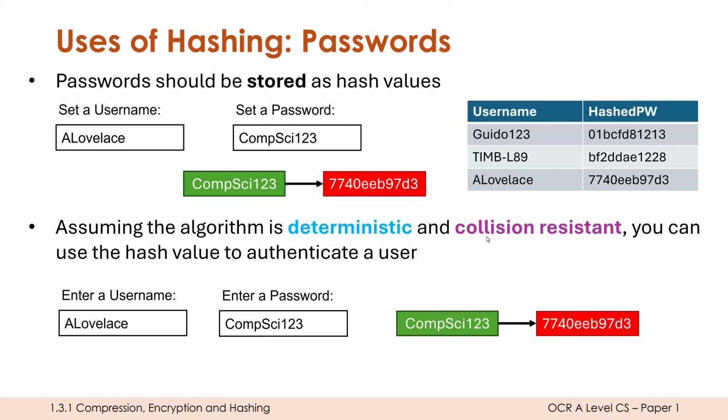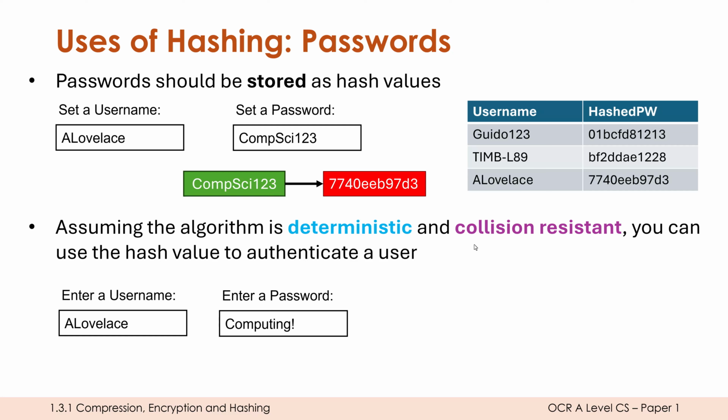I only can trust this if I believe my algorithm to be collision resistant. If it's possible there are collisions, then I might get really lucky and type in a wrong password, but it lets me in because it happened to be a collision with the correct password. That's very unlikely, but is a possibility unless it is collision resistant. And because we should get a unique output with no collisions, if I was to type in a wrong password, I type in computing exclamation mark, well, that gives me a completely different hash to compsci123. So therefore it can quickly tell I've typed in the wrong password and it won't let me in.